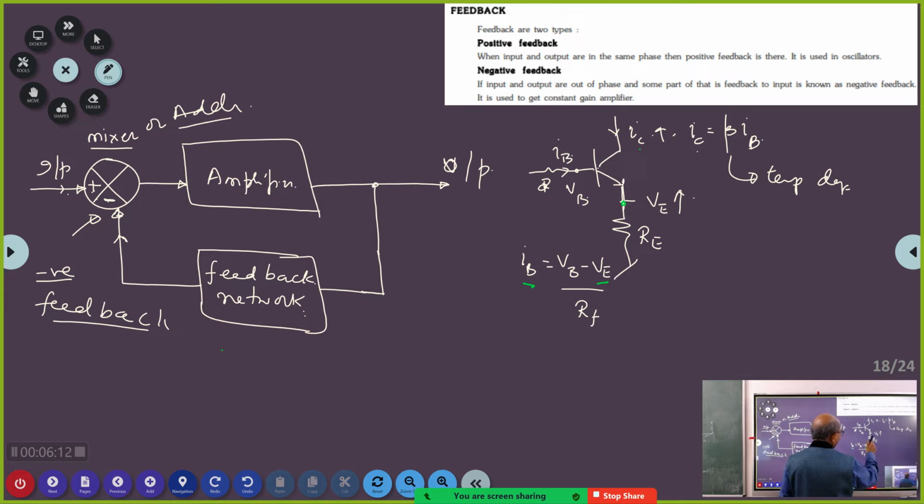So here, what am I doing? See, this is the output, IC is the output. I am passing this IC through RE, and you can see the effect of this, which is affecting this current IB. So here, if this increases, this will decrease. Therefore, it is called negative feedback. Everybody understood this?